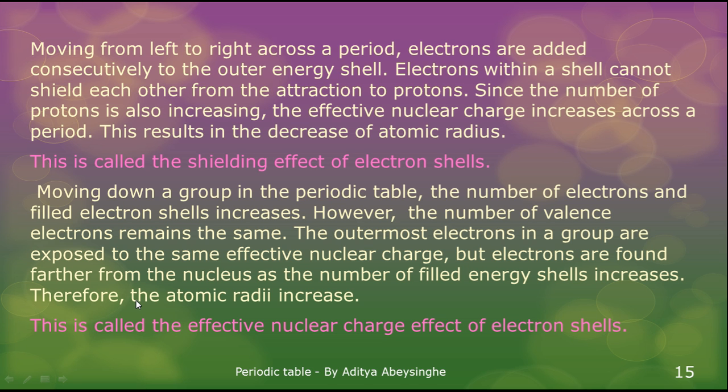So the number of valence electrons remains the same. Lithium has 1 valence electron, sodium also 1, potassium also 1. Even when you go to rubidium and francium, they will also have 1. However, the number of shells increases, so the shielding effect of the electron shells and the effective nuclear charge contribute to the increase of the atomic radius when you go down the group.